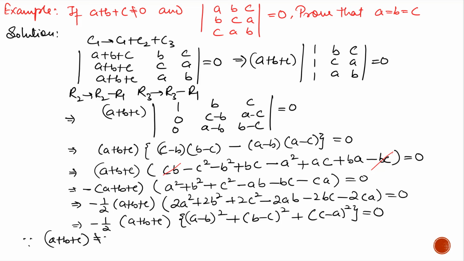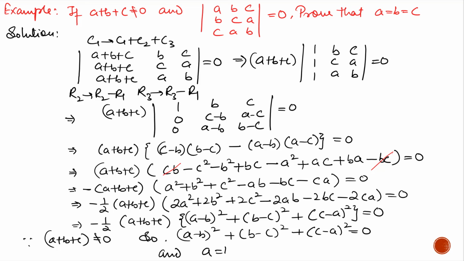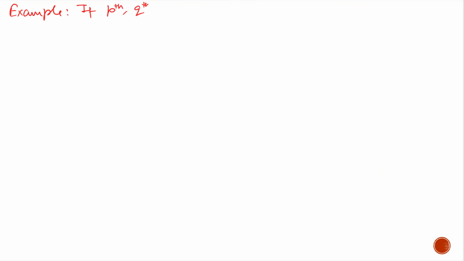It is given that a plus b plus c is not equal to 0. So (a minus b) whole square plus (b minus c) whole square plus (c minus a) whole square is equal to 0. This implies a minus b equal to 0, b minus c equal to 0 and c minus a equal to 0, and a equals b equals c. Hence proved.